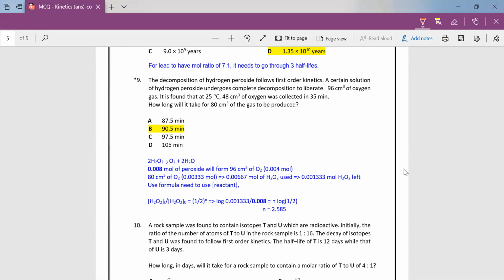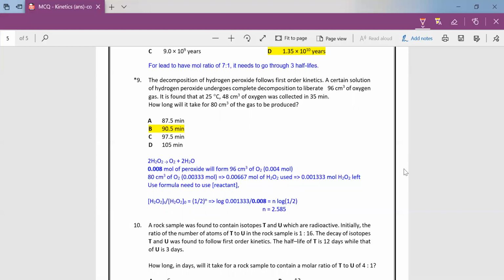So 0.008 mole of peroxide will form 96 cm3 of O2, which is 0.004 moles. 80 cm3 of O2, which is 0.00333 moles, will give you 0.00667 moles of peroxide used, which means that there will be 0.00133 moles of peroxide left.